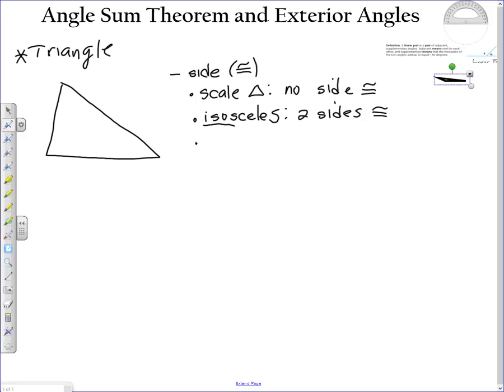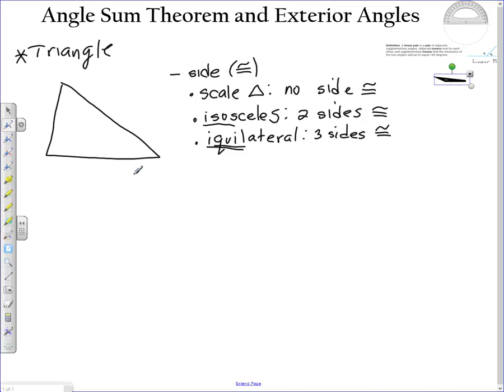Okay, and then there's something called an equilateral. In equilateral, the base word is equi. That means equal. So an equilateral triangle is a triangle with three sides that are congruent. So I can classify the triangle depending on the sides. The triangle that I drew is probably a scalene triangle. That means the three sides have different measurements. None of them are equal.